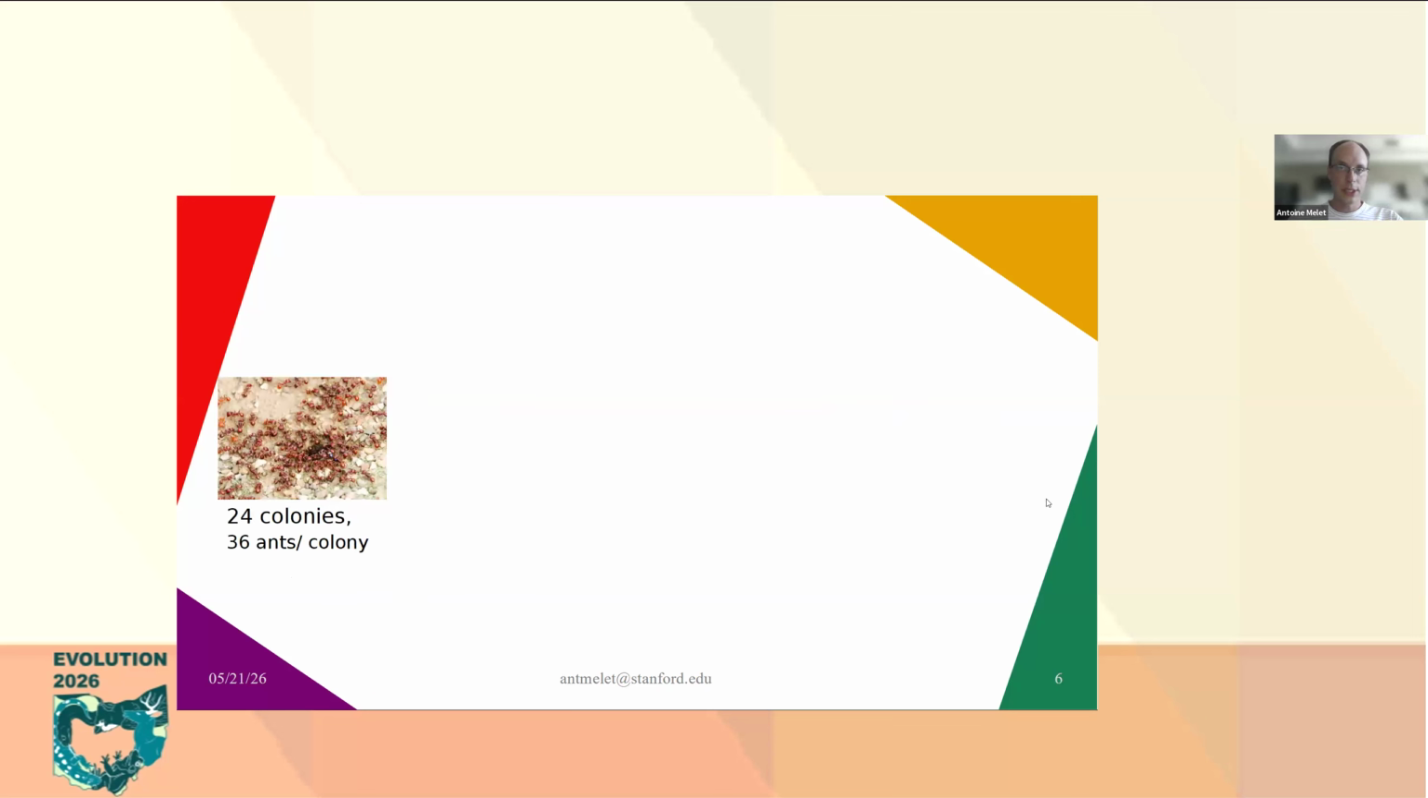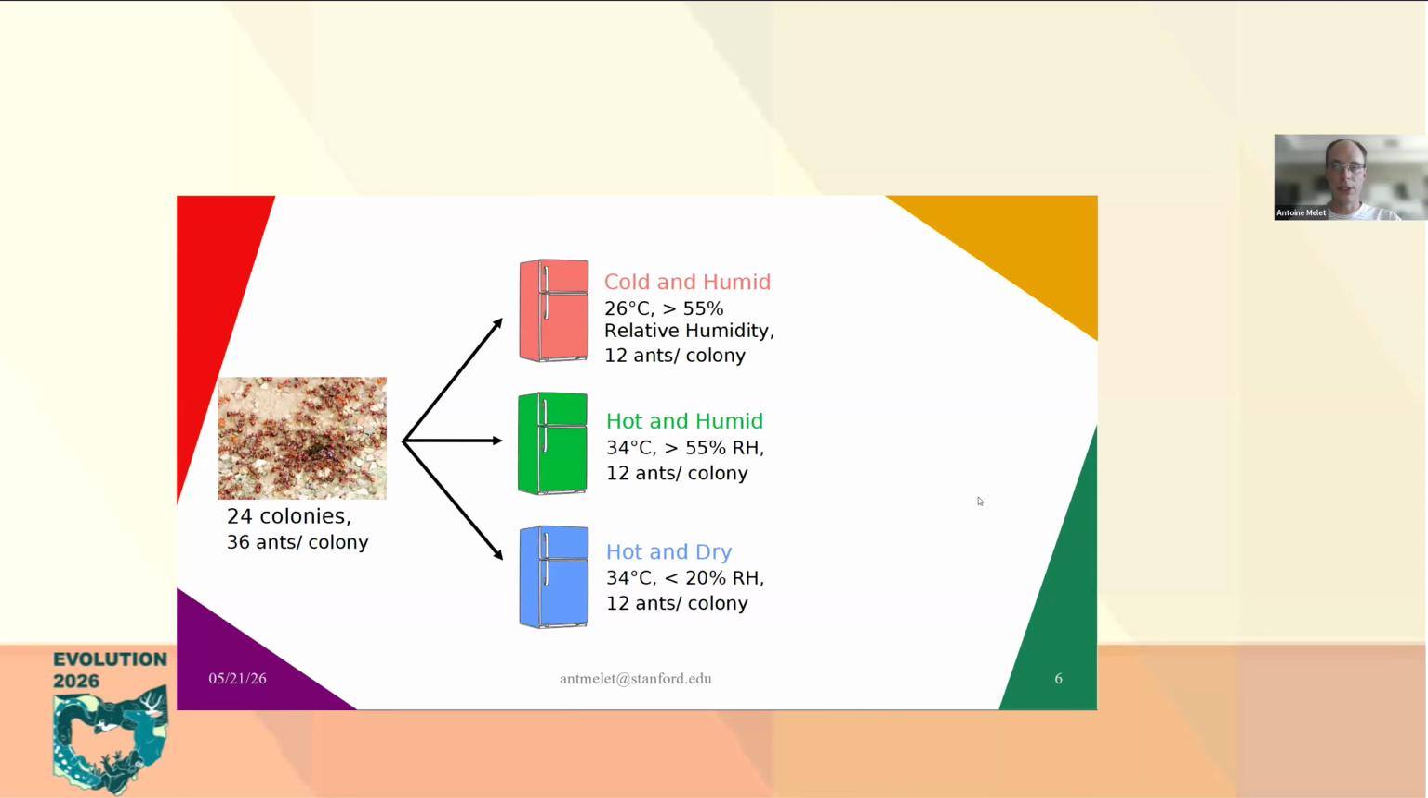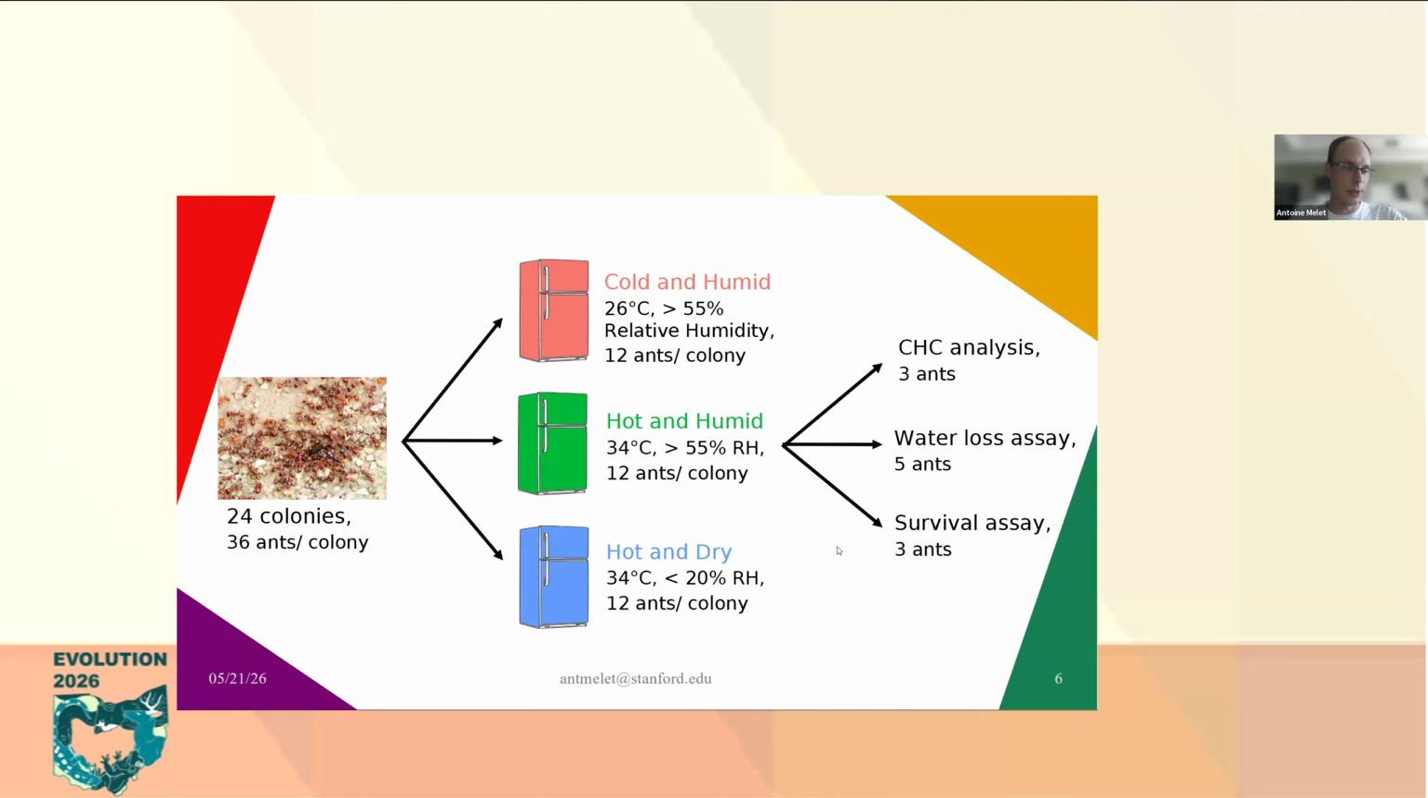To do so, we started by collecting ants from 24 colonies, from which we know the foraging activity. And we collected at least 36 ants per colony that we split into 3 different acclimation treatments. Cold and humid, that is the mildest conditions. Hot and dry are the harshest conditions, and hot and humid are intermediate. After an acclimation time, the ants were used for CHC analysis or a water loss assay or a survival assay.